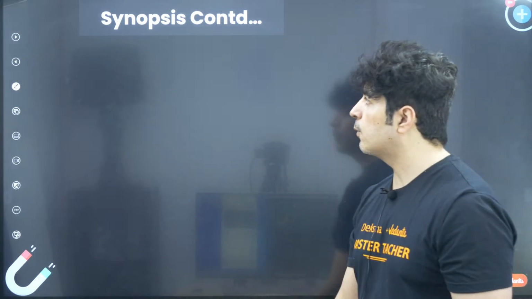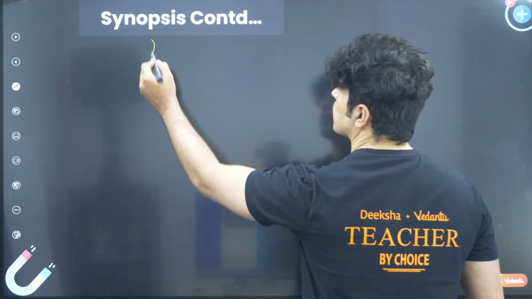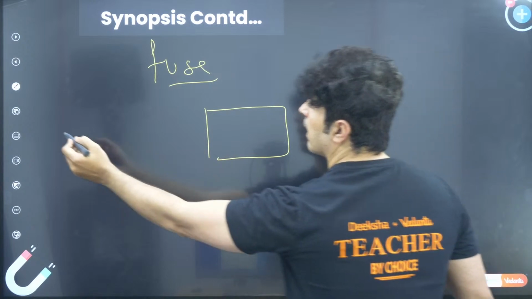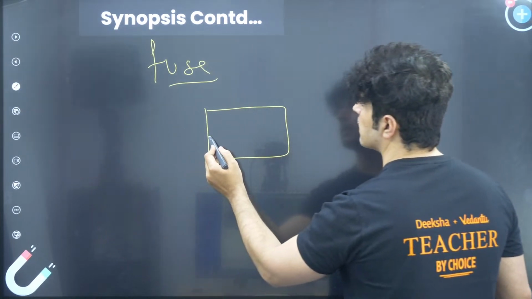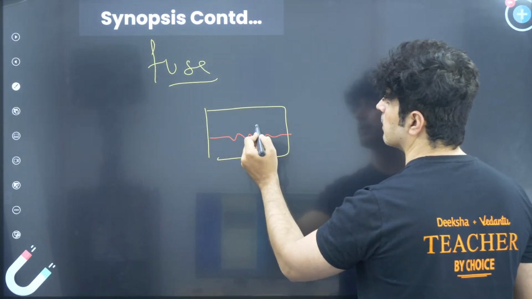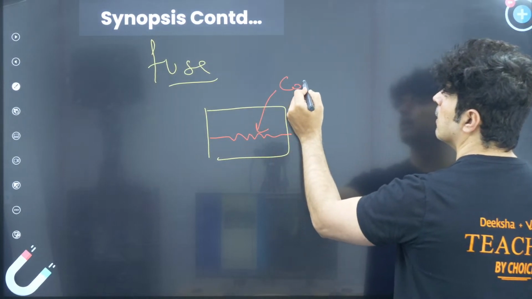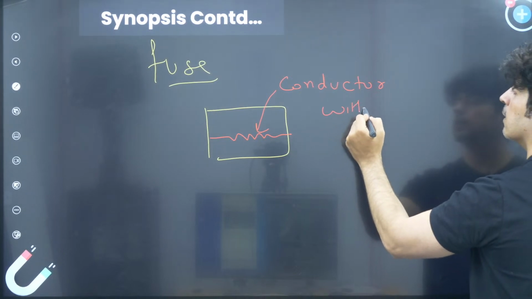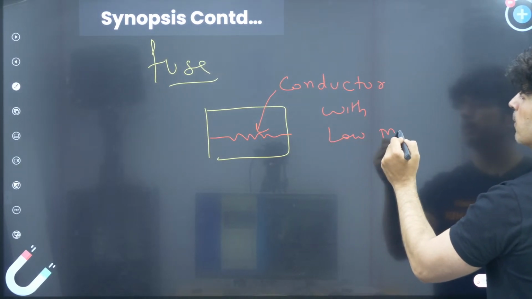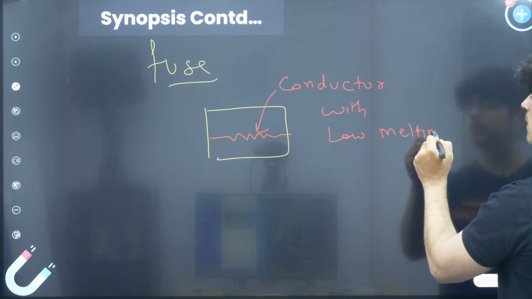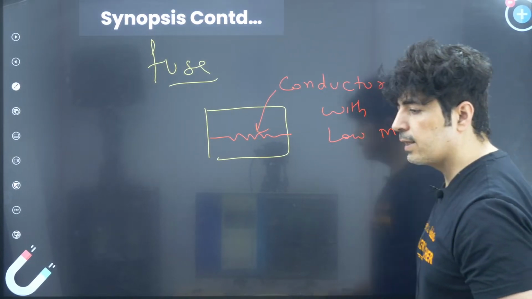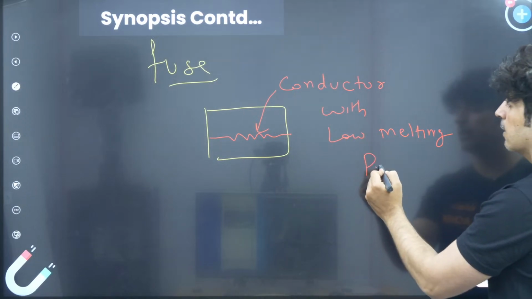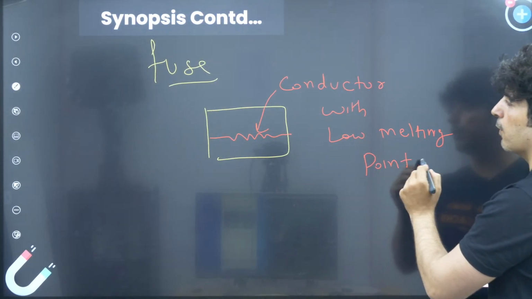Now what is a fuse? What does a fuse do? There is basically a wire inside a fuse. This wire has a low melting point. Conductor with low melting point. Very important, guys. If you get a question in the exam, what is a fuse? This is your definition: a conductor with low melting point is your fuse.